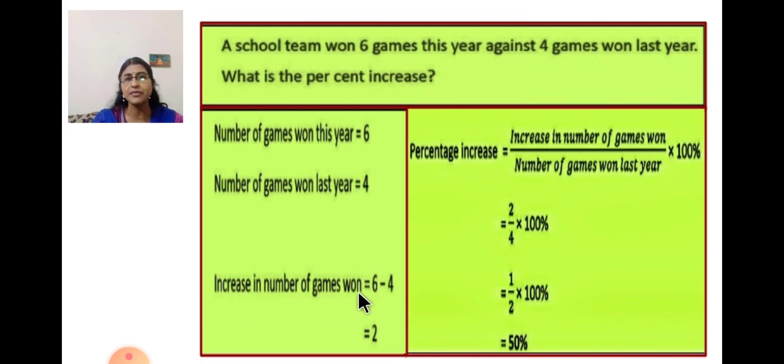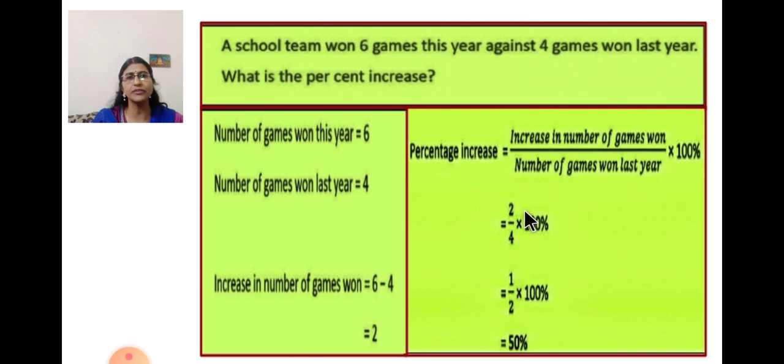So we'll write like this. Increase in number of games won is equal to 6 minus 4. You compare and then you subtract: two games they have won more than last year. So there is an increase. So percentage increase we have to find out. So for this we will write increase in number of games won upon number of games won last year. So how many more they have won this time, that is 2. 2 upon 4. Number of games won last year was 4. So here we will write 4. 2 upon 4 into 100%.